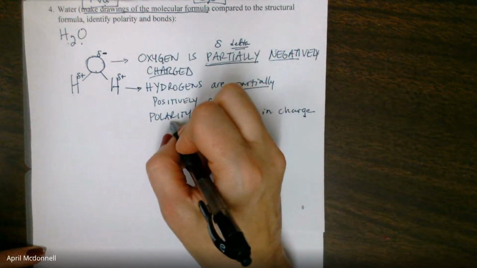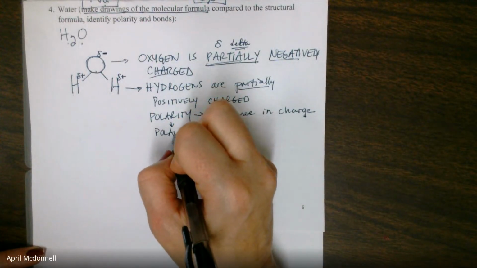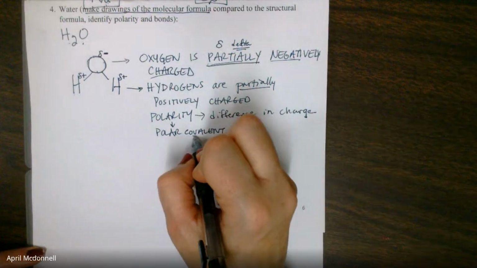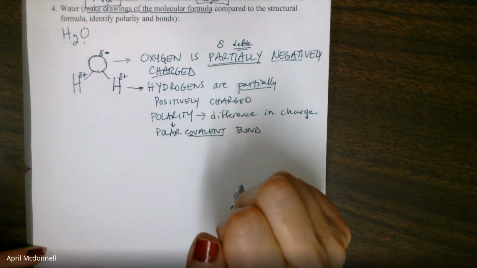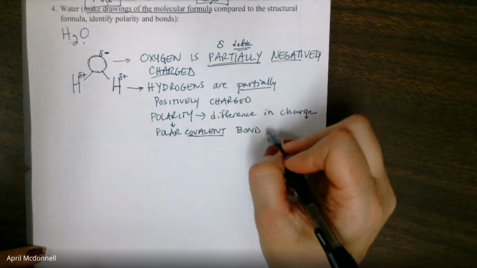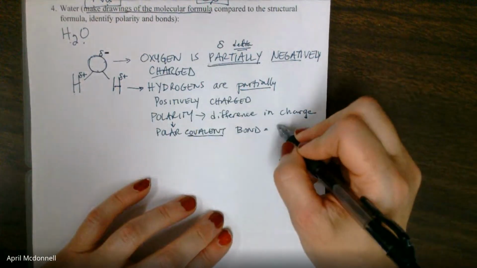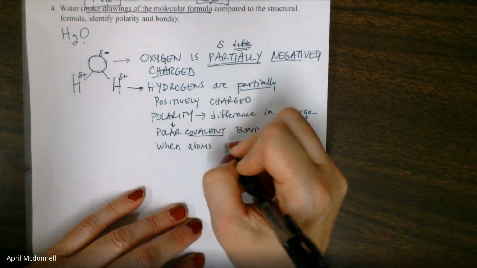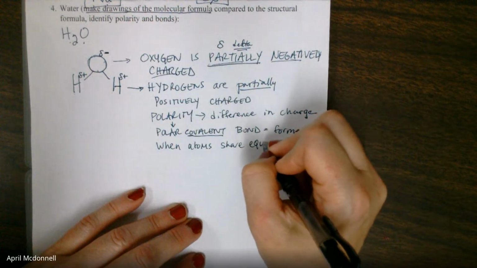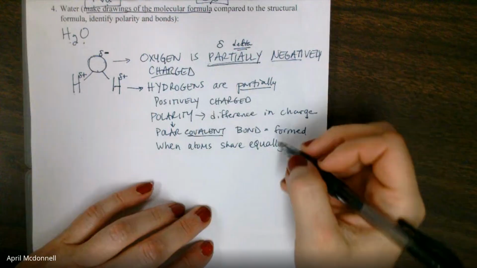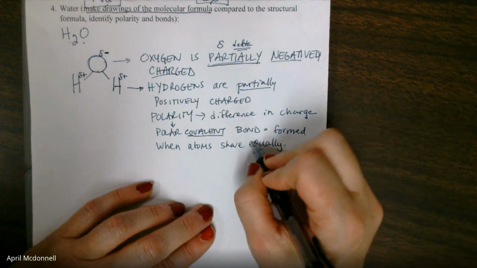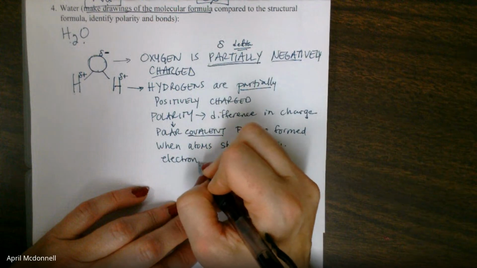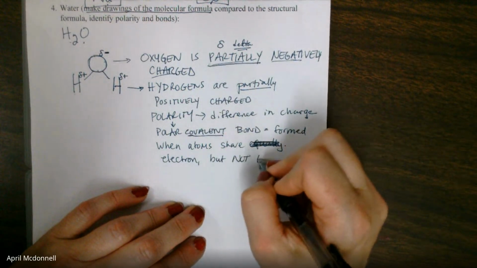And the type of bond that is formed is going to be called a polar covalent bond. The term covalent, co usually means sharing. Think about co-ed. A polar covalent bond is going to be formed when atoms share electrons, and this is to satisfy the valence. Let's cross that term out. Share electrons, but not equally.